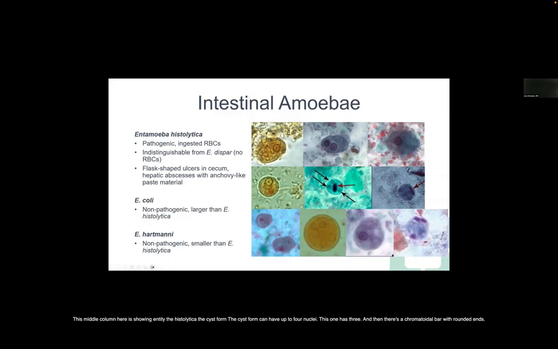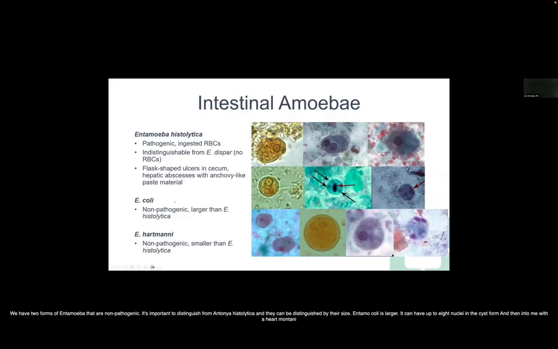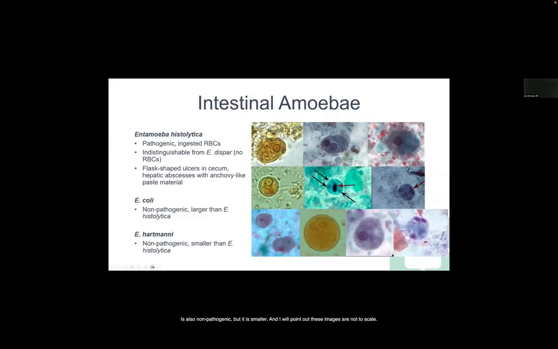This middle column here is showing Entamoeba histolytica, the cyst form. The cyst form can have up to 4 nuclei. This one has 3, and then there's a chromatoidal bar with rounded ends. We have two species of Entamoeba that are non-pathogenic. It's important to distinguish them from Entamoeba histolytica, and they can be distinguished by their size. Entamoeba coli is larger. It can have up to 8 nuclei in the cyst form. And then Entamoeba hartmanni is also non-pathogenic, but it is smaller. And I will point out that these images are not to scale.